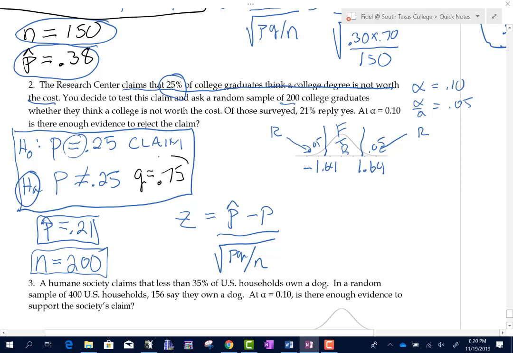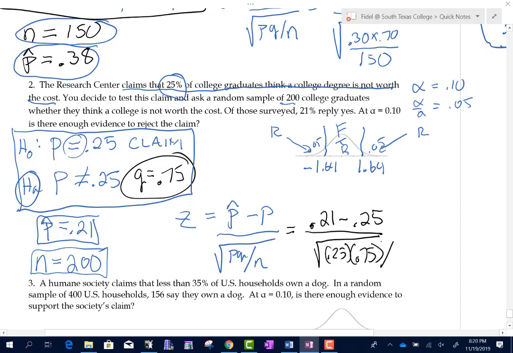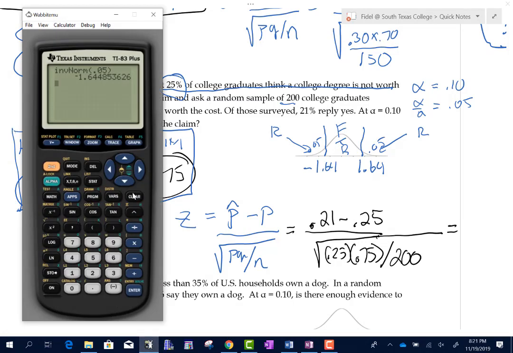0.75, right? Good. Okay, so let's go ahead and start writing this out. We said our p hat was 0.21 minus 0.25, divided by the square root of, let's see, pq times n. So 0.25 times 0.75 divided by, what number was it? 200. Okay, all right. So let me grab my calculator and let's see if we can do this.